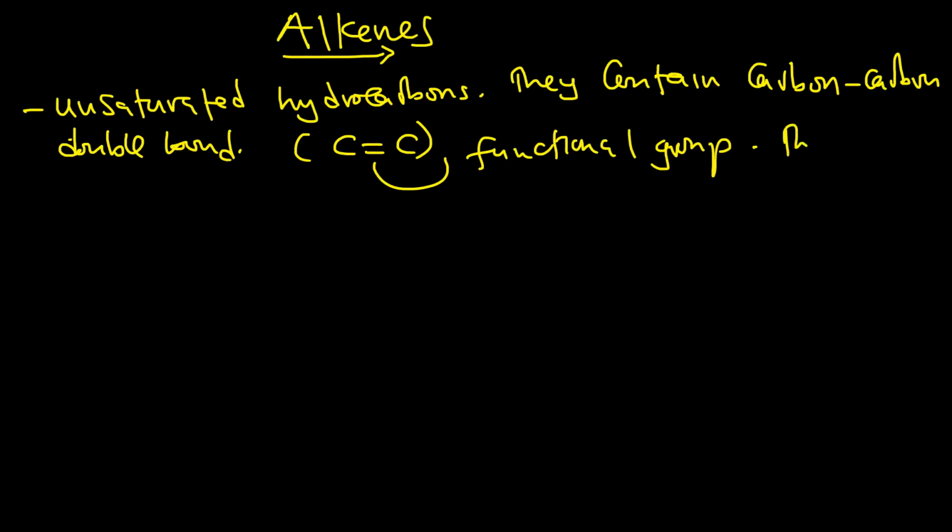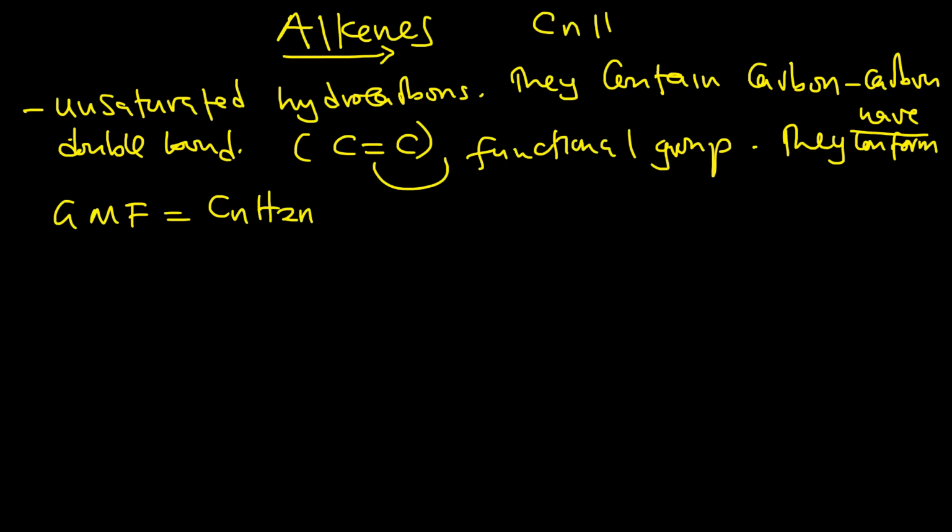Now, about this, we can say they conform to a general molecular formula, in case the word tends to be confusing. So they conform to the general molecular formula of CnH2n. As you can see, compared to alkanes, which is CnH2n plus 2, we have 2 hydrogens short in terms of alkenes. So it is very important to understand that. We have no plus 2 here. That is the difference between alkanes and alkenes, and this makes them have a double bond.